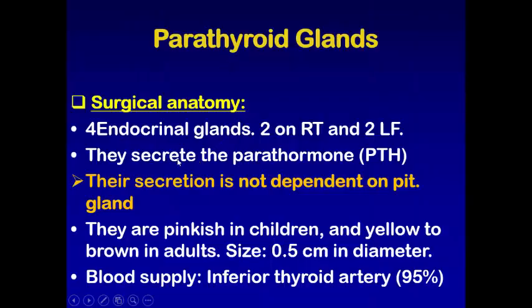And parathyroid glands are responsible for secretion of parathormone, and their secretion is not dependent on the pituitary gland. They are pinkish in color in children microscopically and yellow to brown in color in adults. Their size is about 0.5 centimeter in diameter. Their blood supply is from the inferior thyroid artery, in 95% of patients, through a leash of blood vessels.